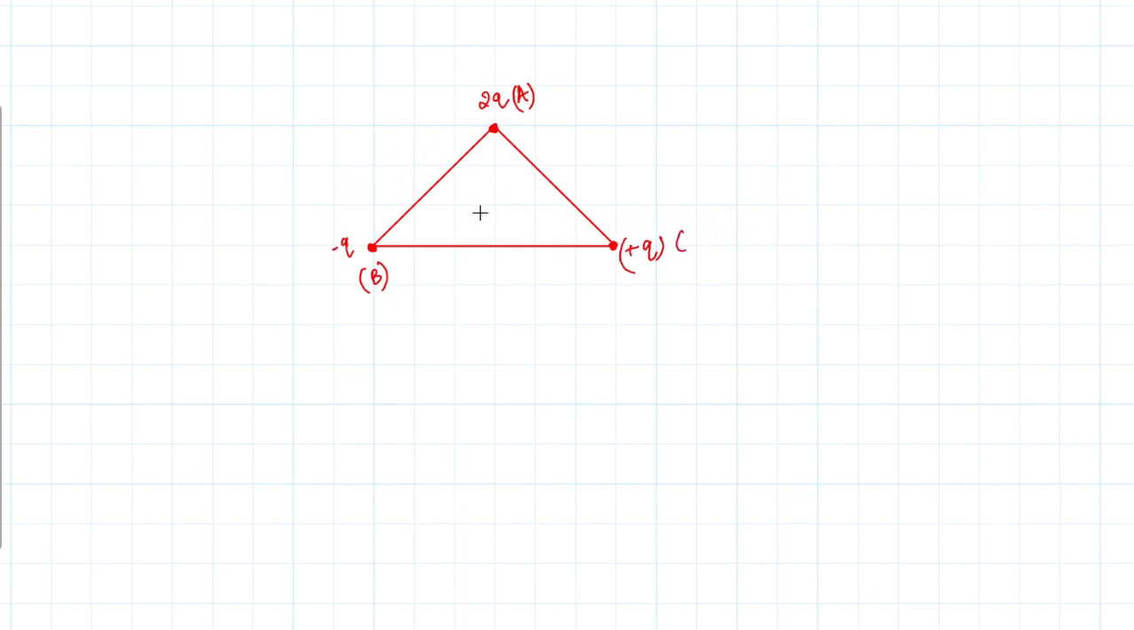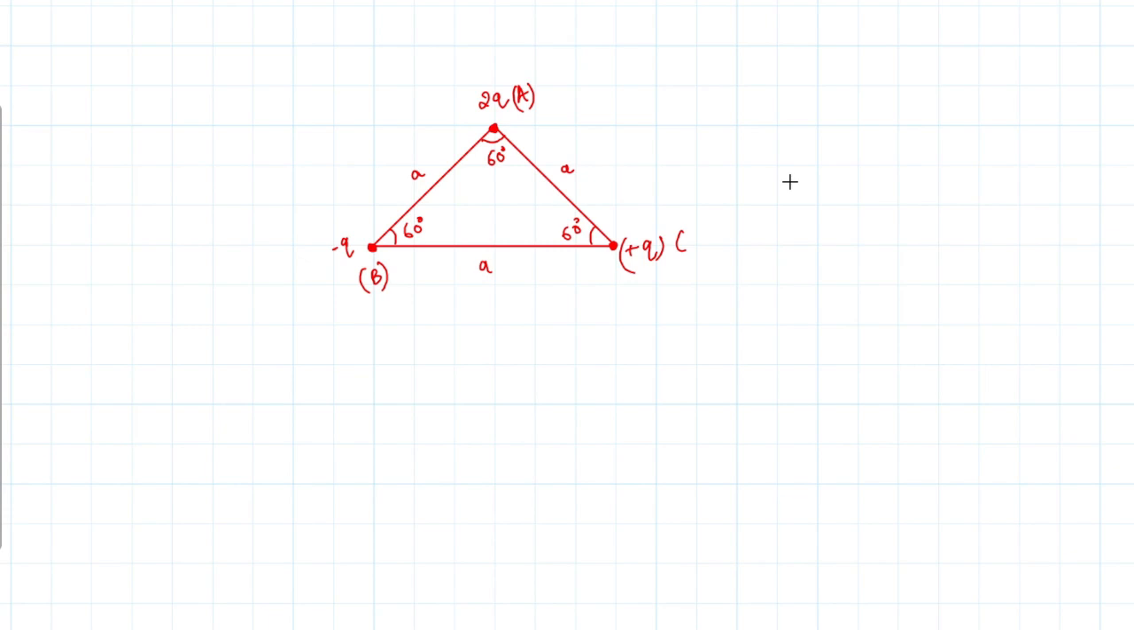Okay, so considering this to be an equilateral triangle, we know all three angles of this triangle will be equal, so that is 60 degrees each. So all these angles will be 60 degrees each, and all three sides are also equal. Let us consider that all three sides are a.